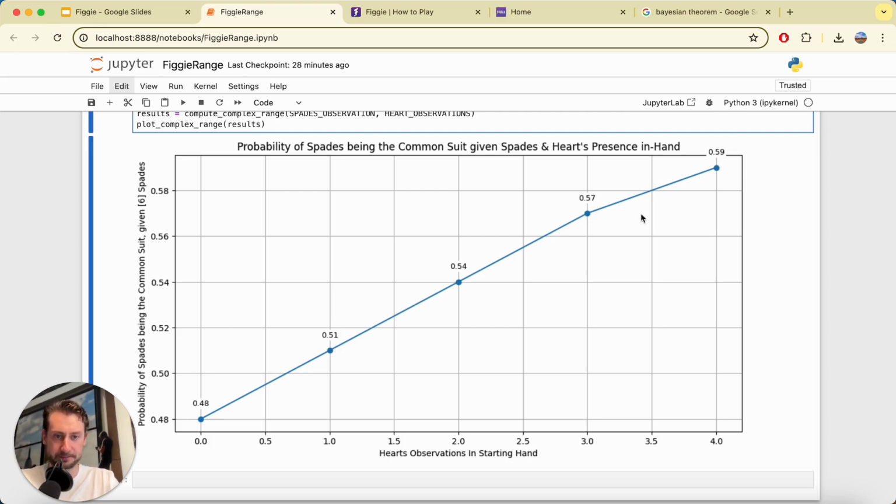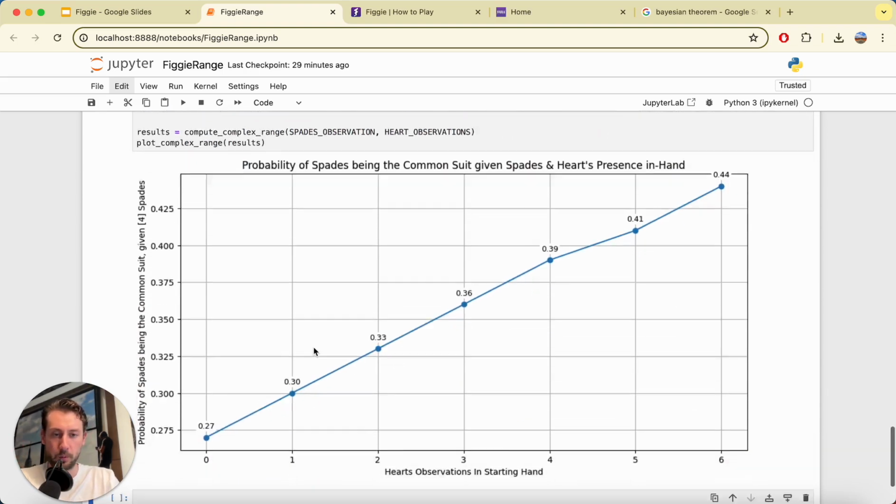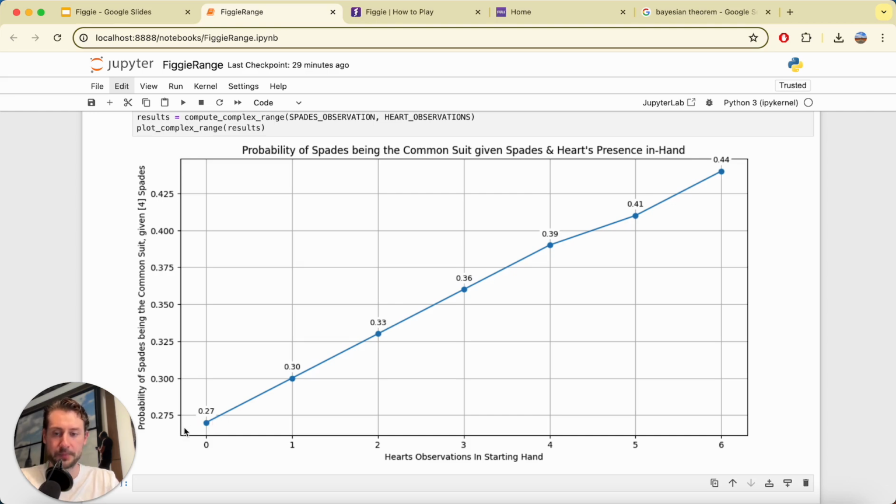An interesting thing to see is that the more hearts I have in my hand, the more it strengthens my belief that spade is the common suit. So the probability of spade being the common suit for a given number of spades in my hand increases monotonically with the number of hearts that I have in my hand as well. If I have very few hearts, or if it's distributed evenly with the other suits, it doesn't really adjust my prior probability of having spade as the common suit. So that's pretty interesting to observe. If I have somewhere around 4 spades, the whole thing adjusts pretty steeply. You have as little as a 27% chance of having spade as the common suit, and as much as a 44% chance, given the variation of how many hearts you have in your hand.